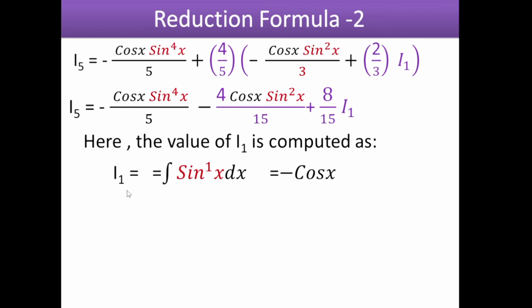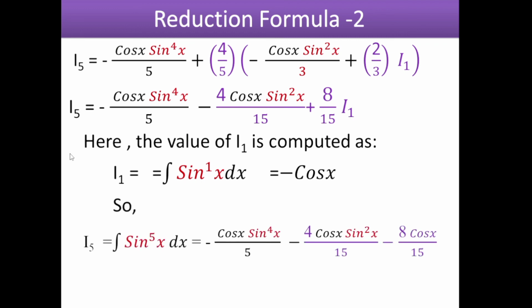We need to put the value of I1 here, and we can obtain the value of I5, the integral of sine to the power 5 x dx, as minus cos x sine to the power 4 x by 5, minus 4 by 15 cos x sine square x, plus 8 by 15 I1, and the value of I1 is minus cos x. This becomes minus 8 cos x by 15. This is the value of I5. Similarly, we can obtain the value of I6, I4, any number from this reduction formula.